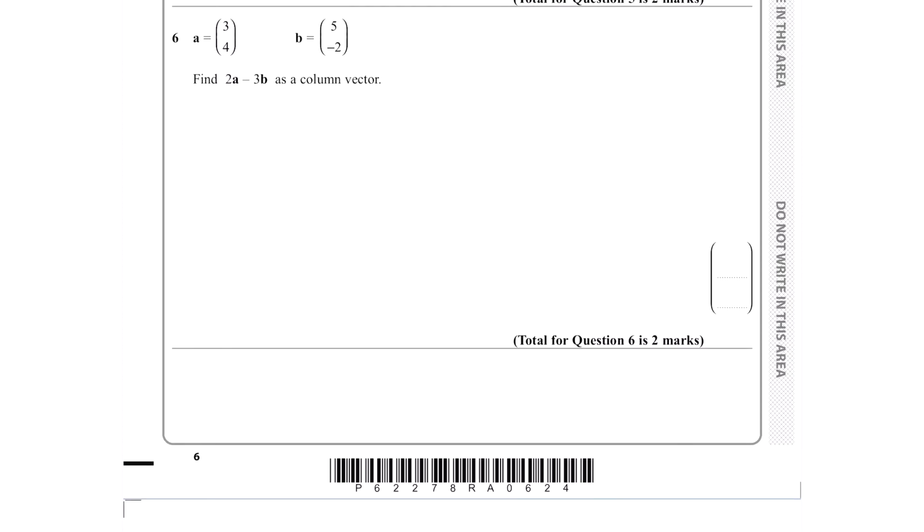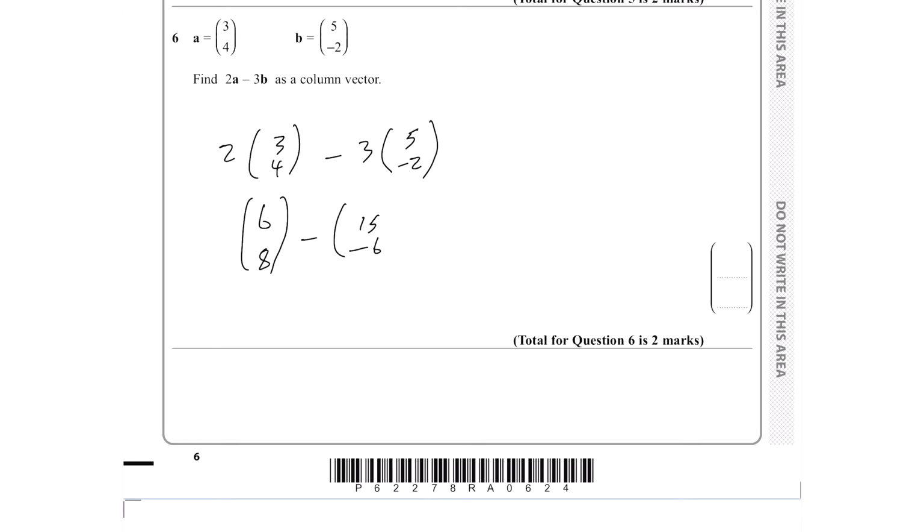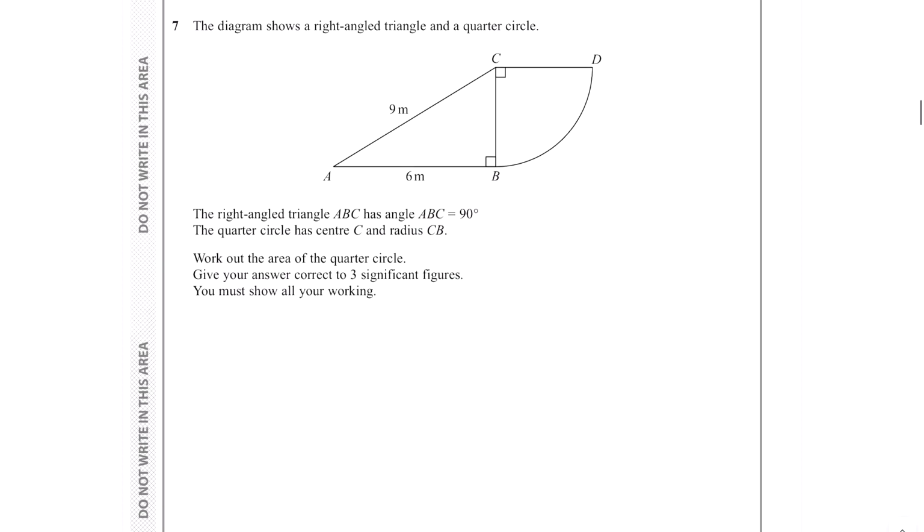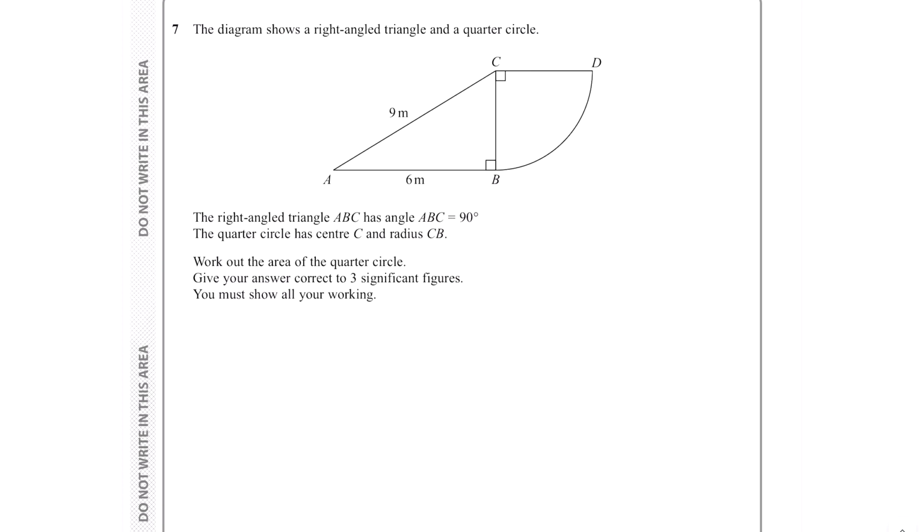So we can write this as 2 bracket 3, 4 minus 3 bracket 5 minus 2. Now you want to just take care with the negatives here when expanding out. So that's going to become 6, 8, and we're going to multiply it with the 3 first, leave the minus outside. So that's 15 and -6. So that's going to become 6 minus 15 at the top and 8 minus -6 at the bottom. Again, you can use your calculator for this. I would recommend it since it's a calculator paper. That's -9 over 14. Moving on to question 7.